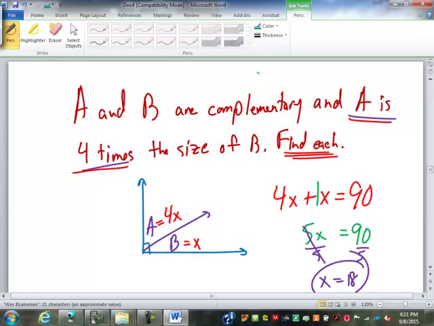No, we have to answer the question. The question was find each angle. Well, X is 18. That represents angle B. So B is 18 degrees. We still have to find angle A, which is 4 times X. So 4 times 18, which is 72. Now we can always double check. Do those two add up to 90? Yes, they do.